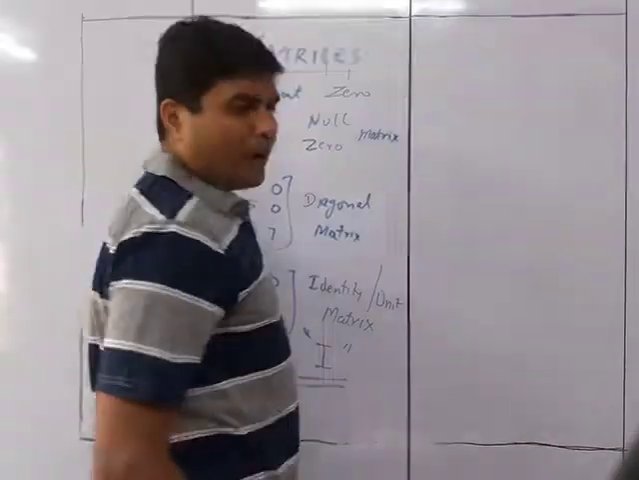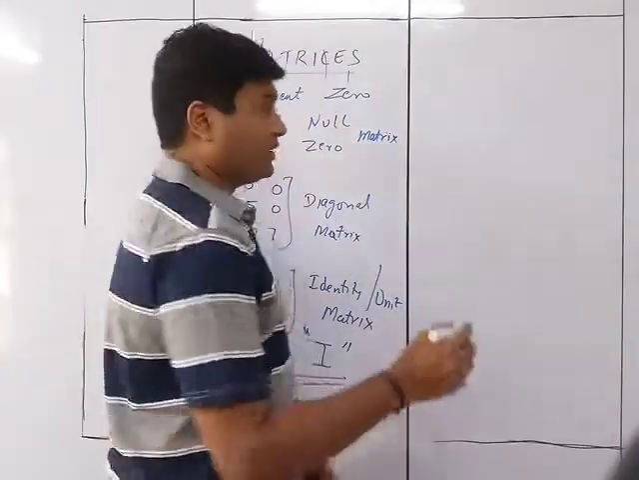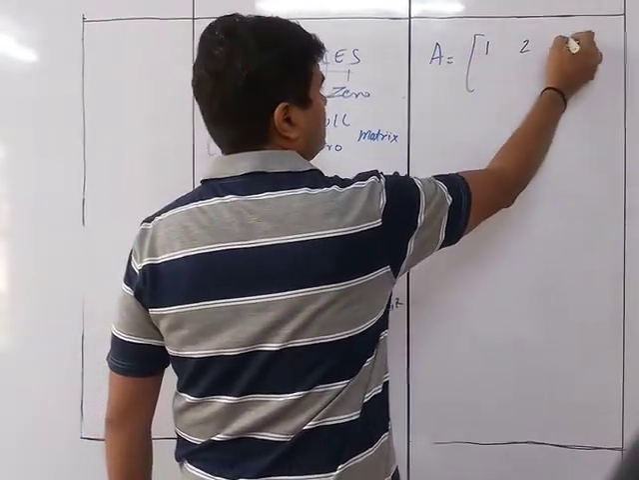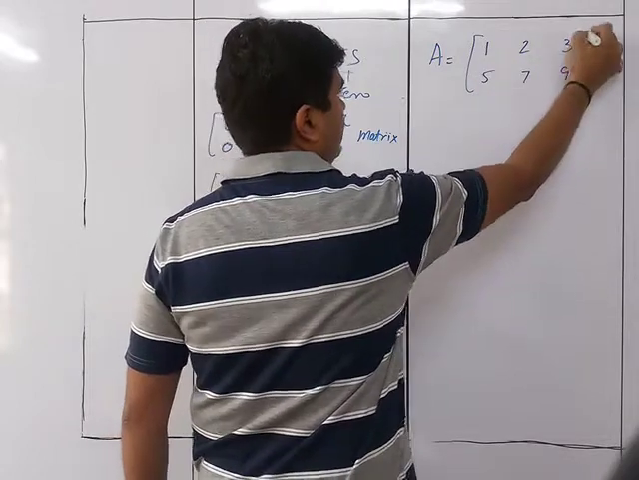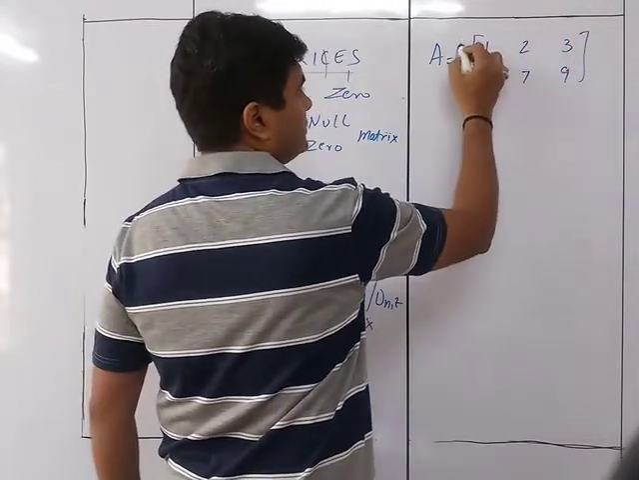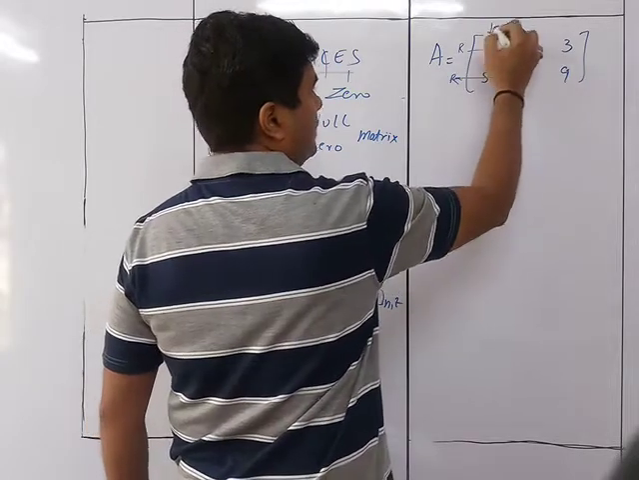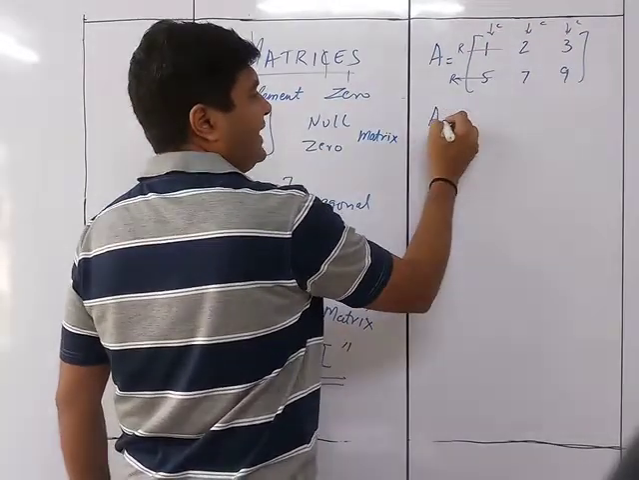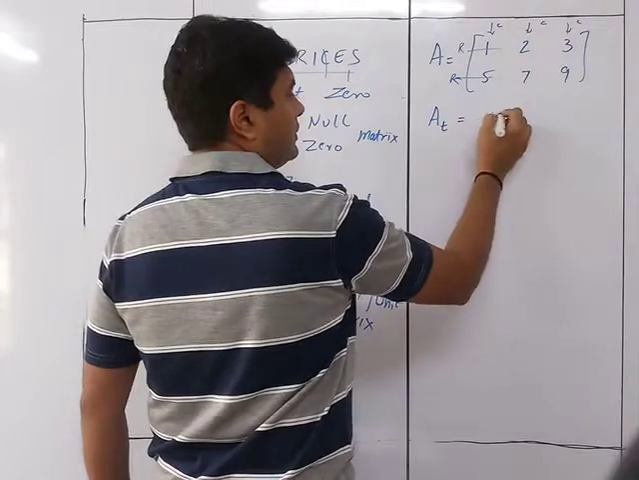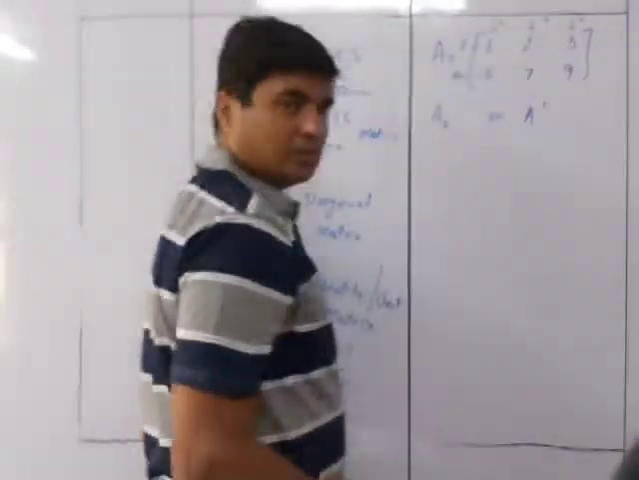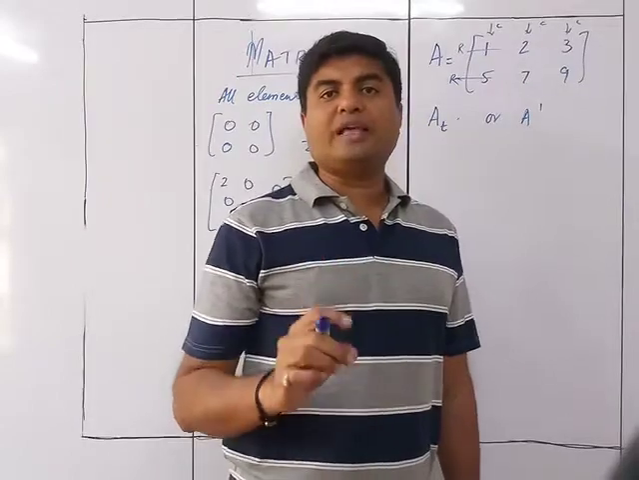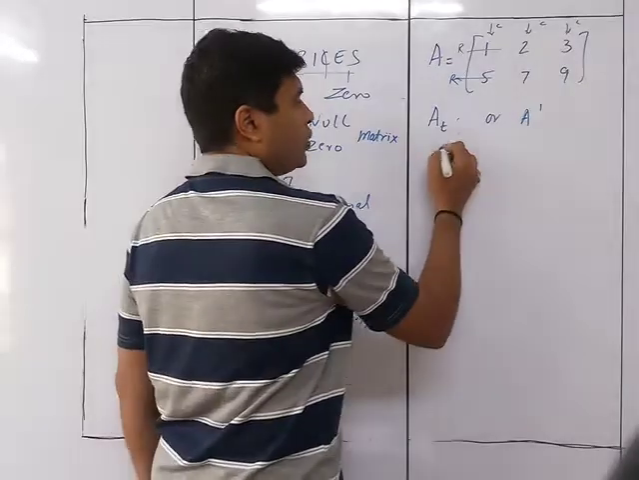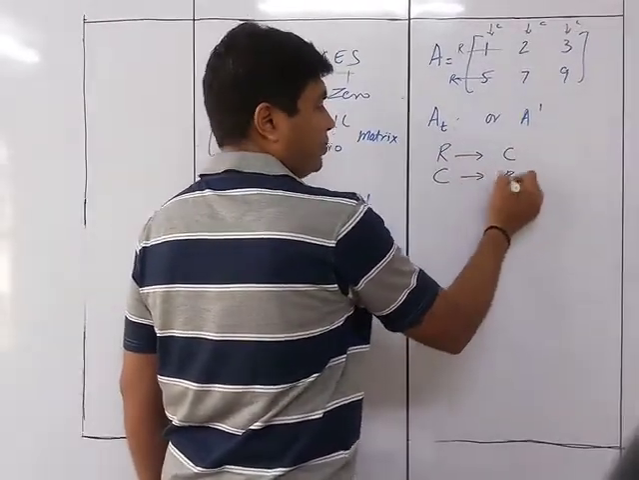So I can convert one matrix into the transpose of the matrix. For example, if the matrix A is given as 1 2 3 5 7 9, you know these are the rows and these are the columns. Now transpose is given as AT or A dash. Both of them represent the transpose of that matrix. What is the transpose of the matrix? Rows become columns and columns become rows.